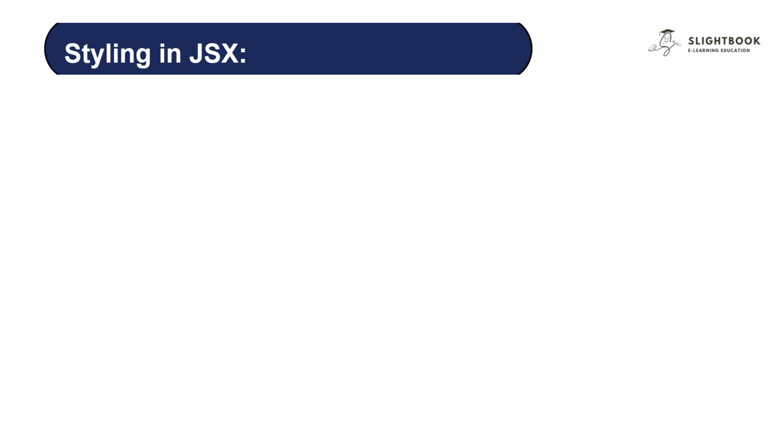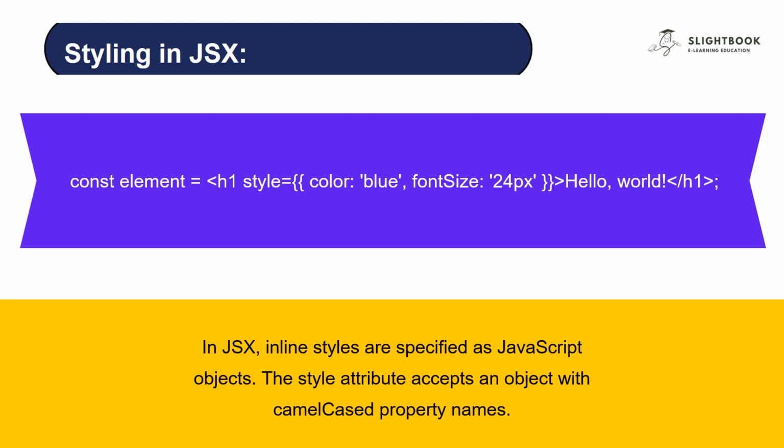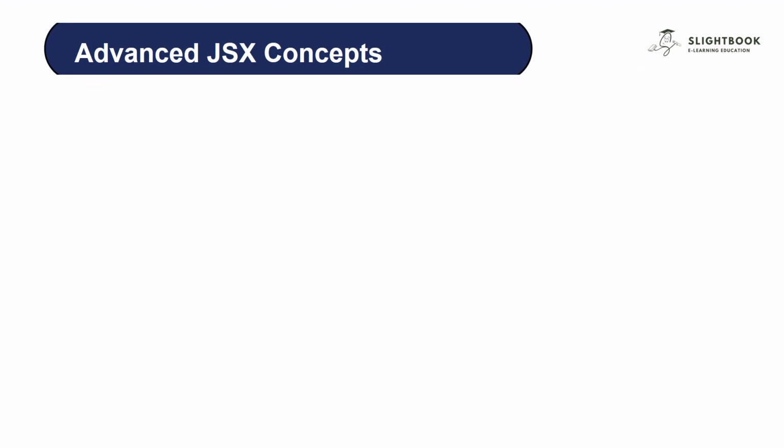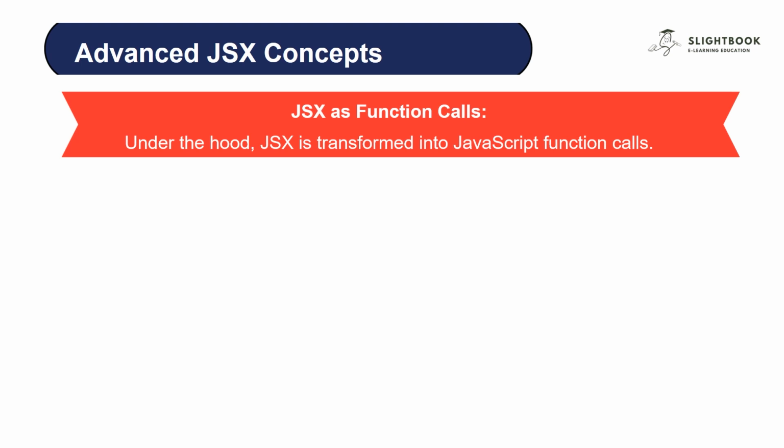Styling in JSX. In JSX, inline styles are specified as JavaScript objects. The style attribute accepts an object with camel-cased property names. Advanced JSX concepts. JSX as function calls.